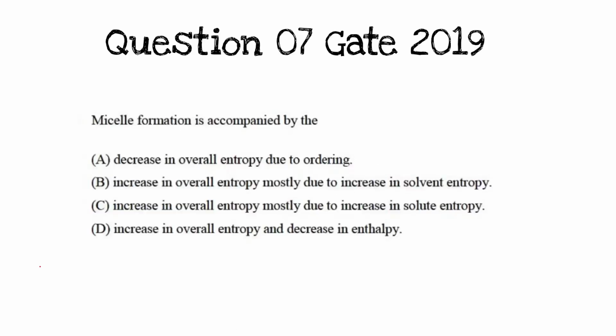Question 7 of 2019. The question is based on the concept of micelle formation, and on how this micelle formation is accompanied. First option: decrease in overall entropy due to ordering. Second: increase in overall entropy, mostly due to increase in solvent entropy. Third: increase in overall entropy, mostly due to increase in solute entropy. And fourth: increase in overall entropy and decrease in enthalpy.